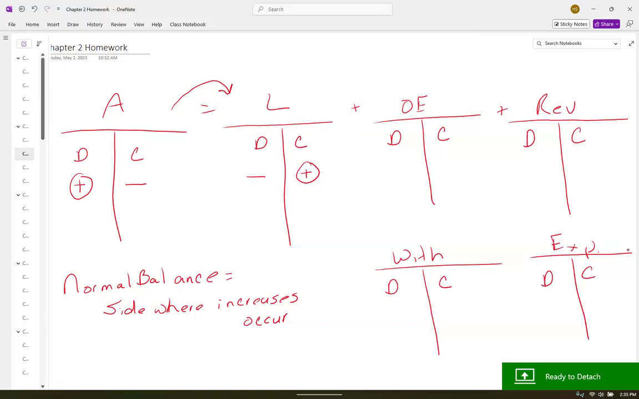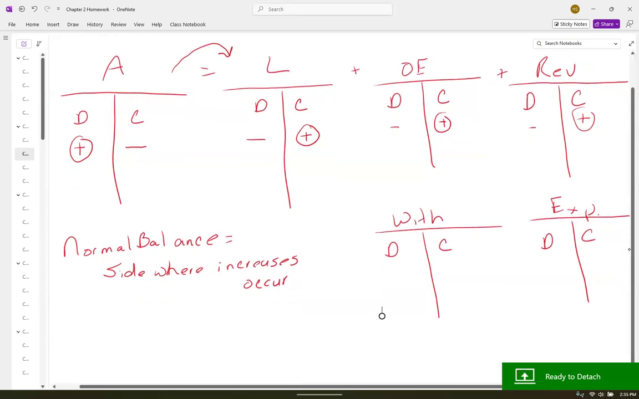Okay. Owner's equity is added to liabilities, so it looks exactly the same as liabilities. Okay. Revenues are added. They look exactly the same as the liabilities and owner's equity. Okay. This is why I do it this way. Okay. Makes it a little bit easier to understand.